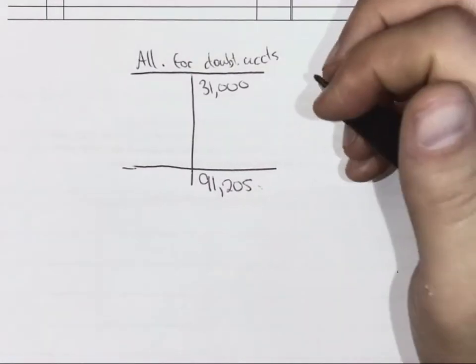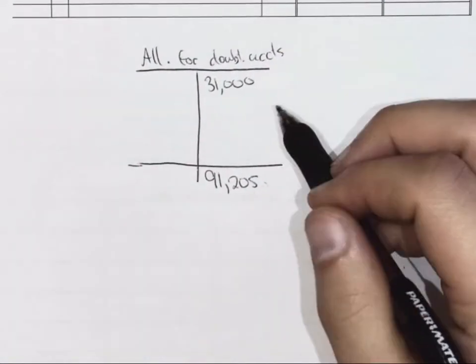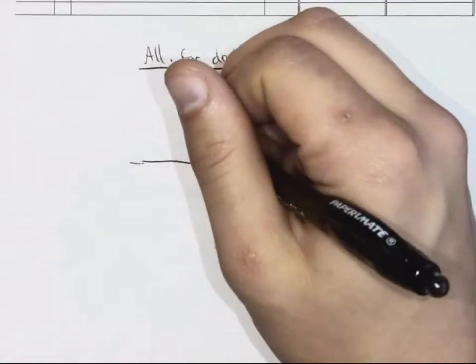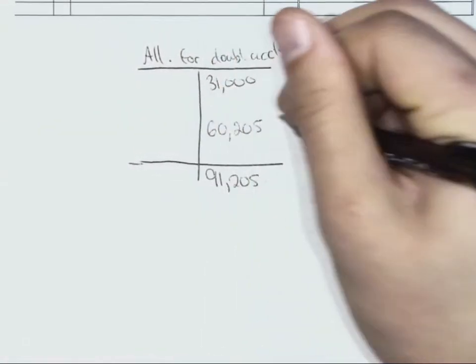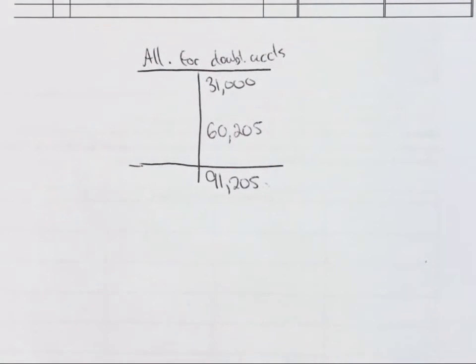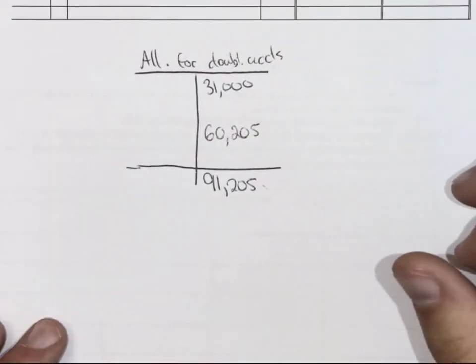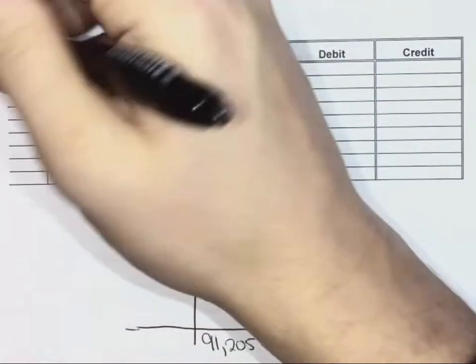So what do we need to do to make this 31,000 credit balance become a 91,205 credit balance? Yeah, we're going to credit 60,205. Yes. And what are we going to debit to offset that? Bad debt expense. That's right.